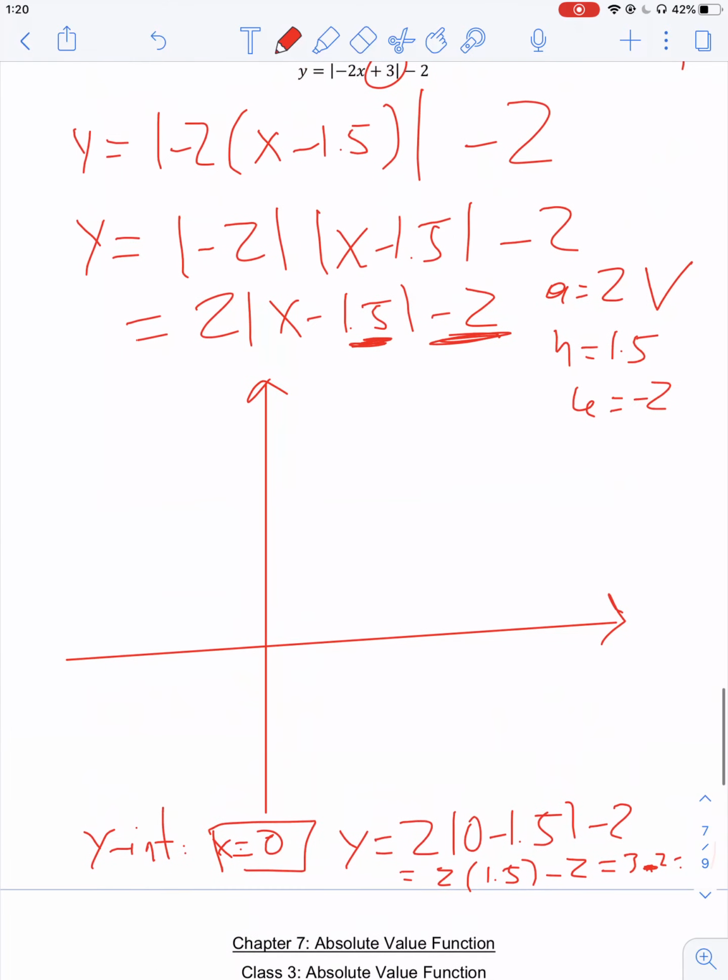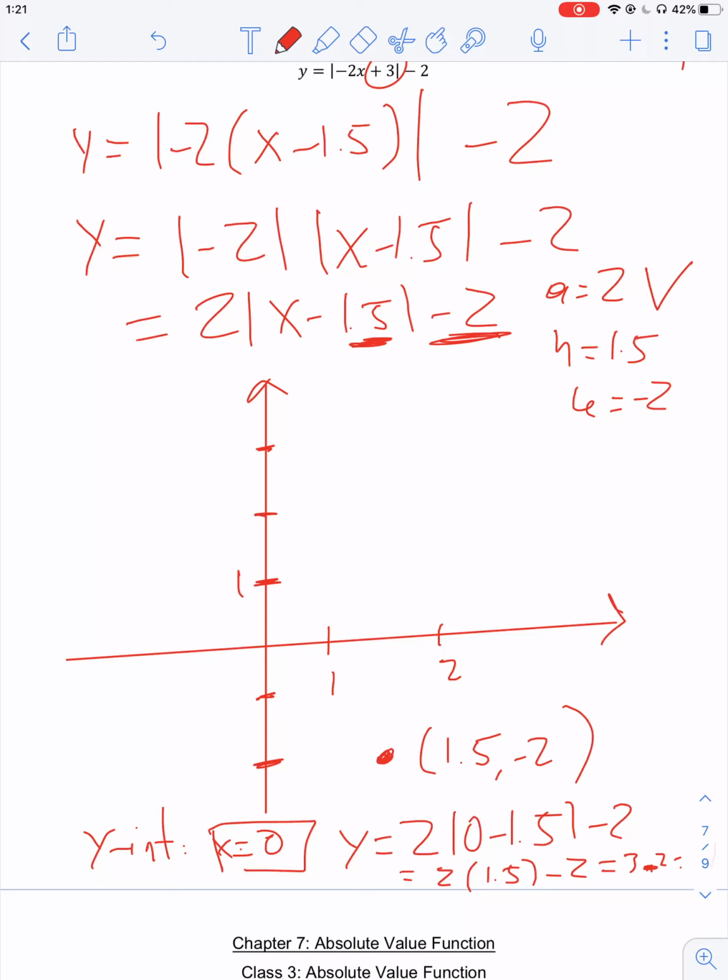So at 1.5, let's scale this by 1. I'm here, this is 1, this is 2, and I'm going to scale my y values by 1 as well. So this is 1, this has to be 2, this is 3, this is -1, and this is -2. So at 1.5, my y value is -2, so this is your vertex, 1.5 comma -2.